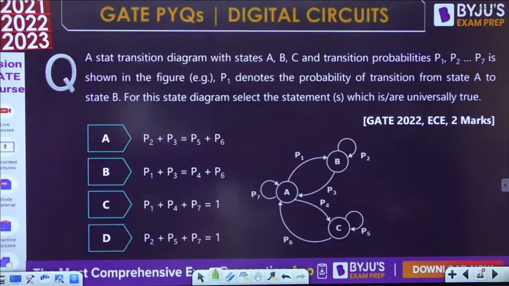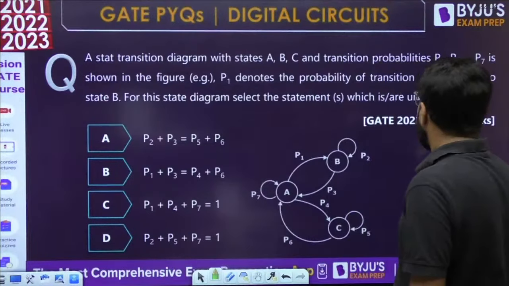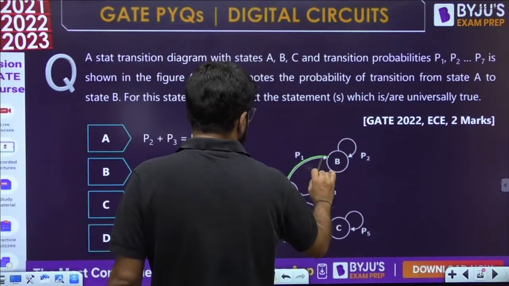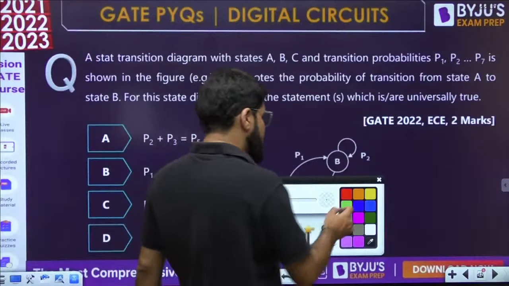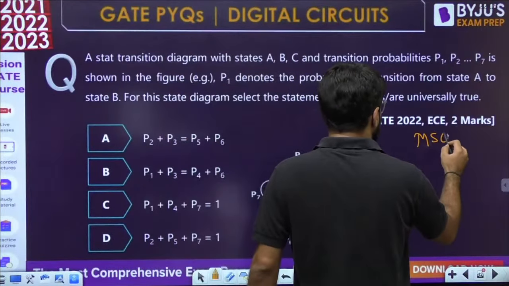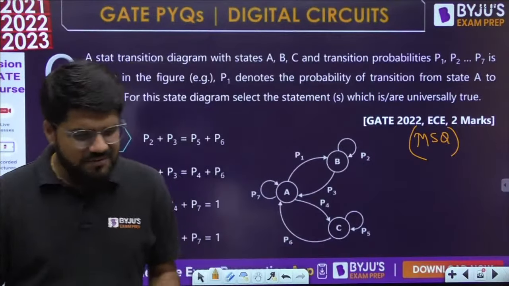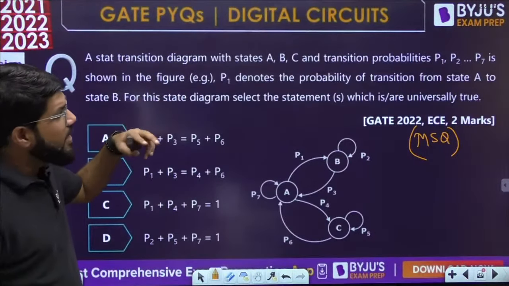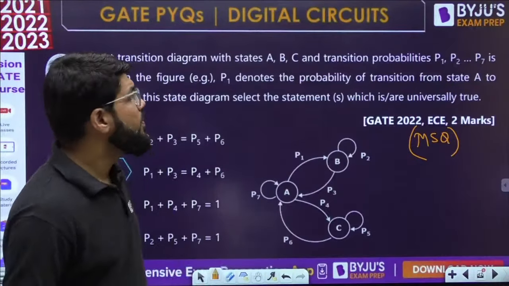Heading ahead towards the next question. A state transition diagram with the states A, B, C and the transition probabilities P1 to P7 is shown in the figure, where P1 denotes the probability of transition from state A to state B. It's a fundamental good question. It is a 2022 ECE 2 marks MSQ question. It is a fundamental but very logical question. It looks like a state diagram, finite state machine based question, but actually it's an aptitude based question.